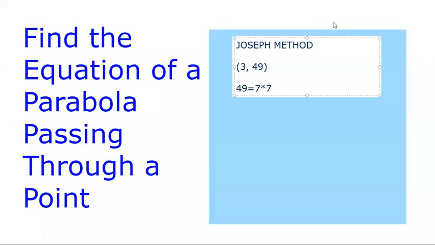Hi there, and thank you for coming by and listening in on how to find the equation of a parabola passing through a point. So this is the Joseph method. We have a point (3, 49), where the x value is 3 and the y value is 49. We can break down the y value, 49, into a product of two factors, 7 and 7.